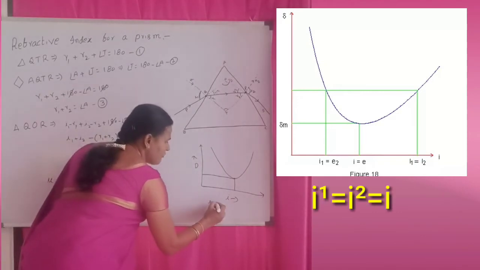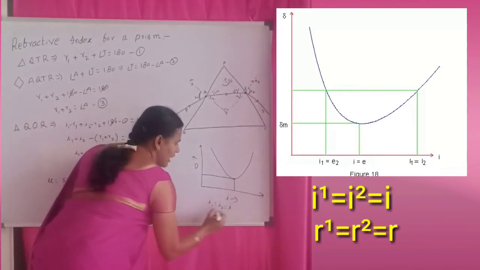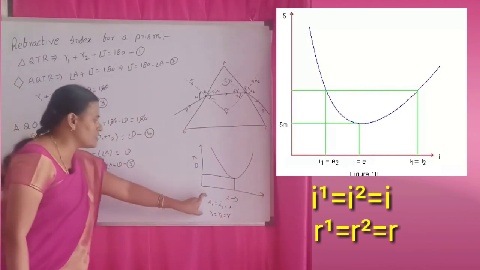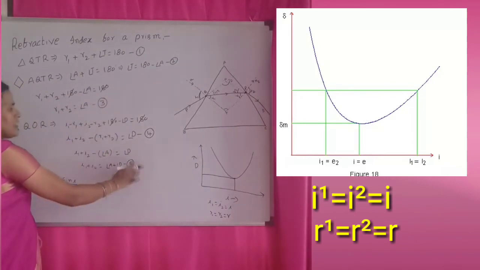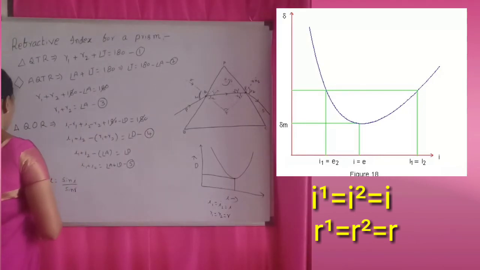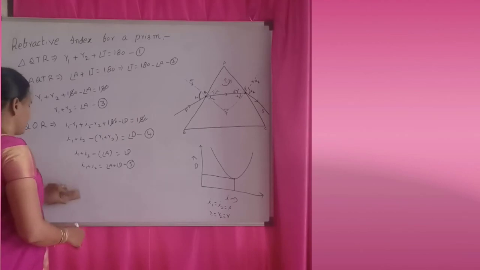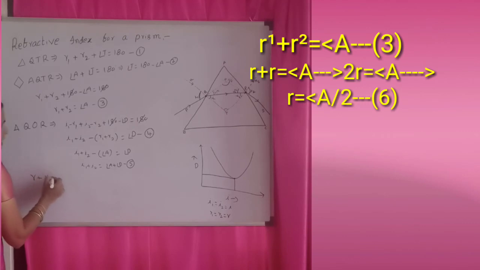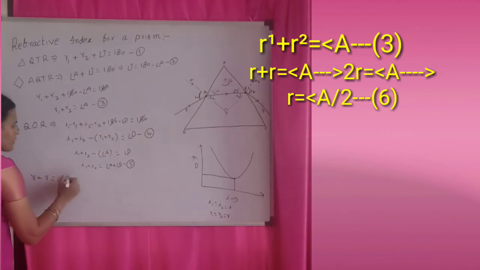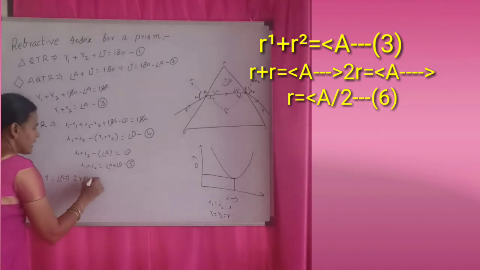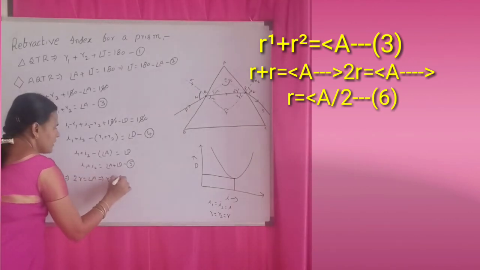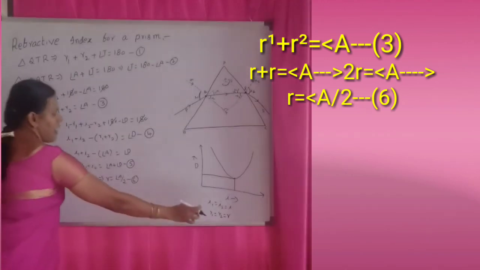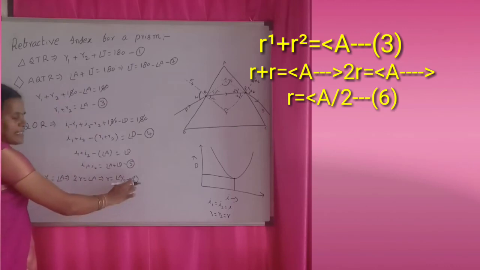So here I1 is equal to I2 is equal to I, and R1 is equal to R2 is equal to R. So substituting these two values in the third equation and in the fifth equation. In the third equation, R1 means R plus R2 means R, it is equal to the angle A. So we will get 2R is equal to angle A. So R is equal to angle A by 2. So taking this as the sixth equation. I am substituting the R values in the third equation and getting the sixth.